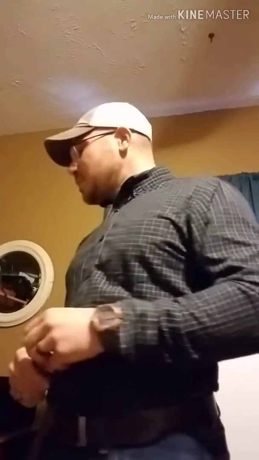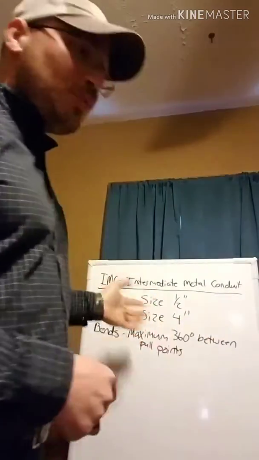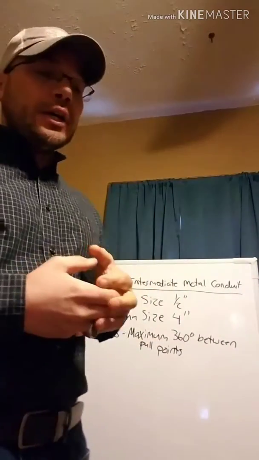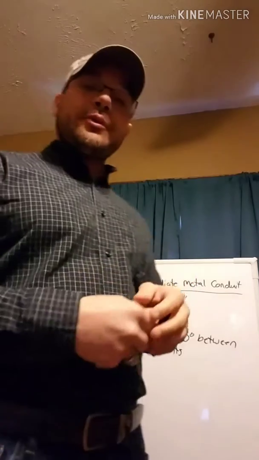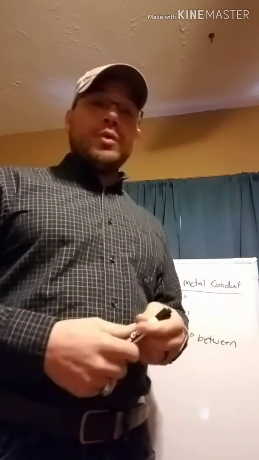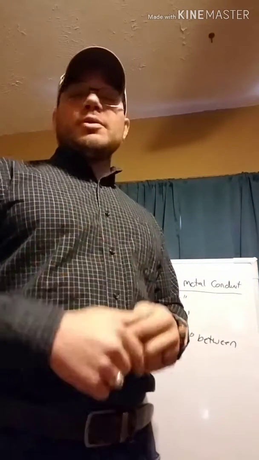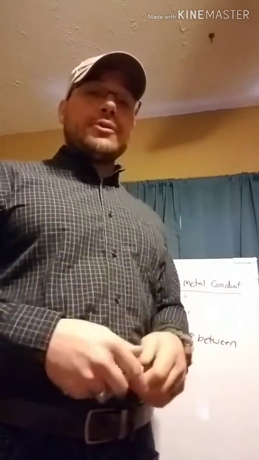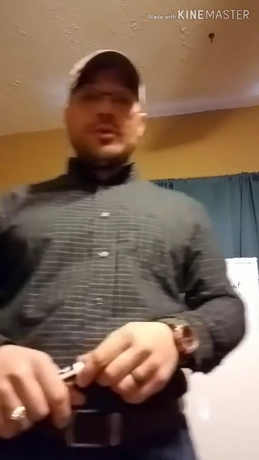Okay, so 360 degrees, just like normal, between pull points, junction box, or any sort of conduit body. And we've talked about this before. That 360 degrees is for pulling wire. So when possible, keep it less than 360, because if you go all the way to the max 360 degrees, you're still going to have a hard time pulling through. It doesn't matter if it's a few wires or a lot of wires.